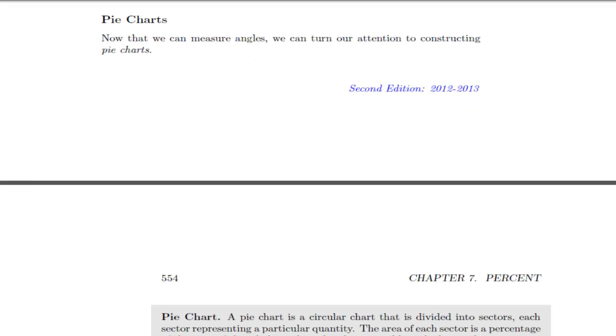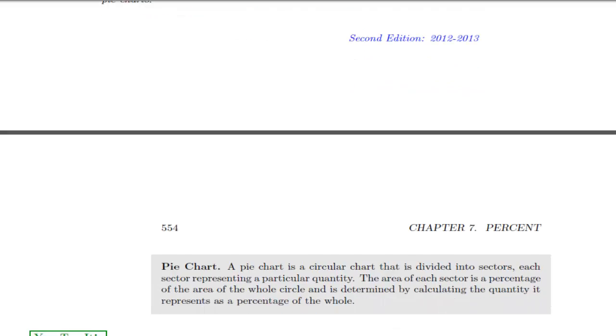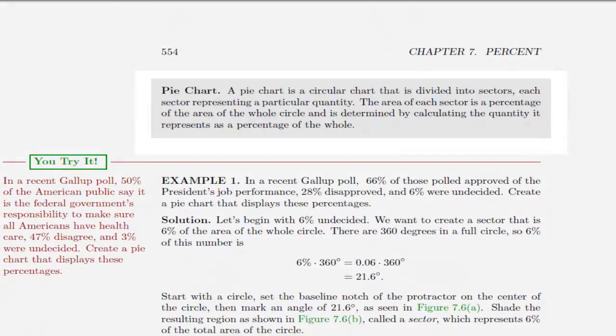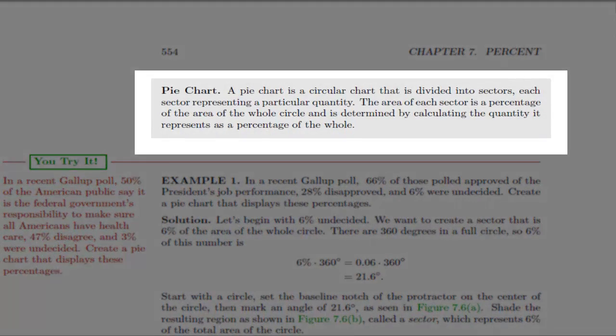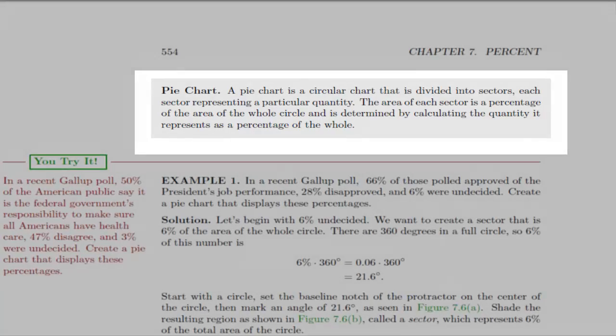Pie charts. Now that we can measure angles, we can turn our attention to constructing pie charts. A pie chart is a circular chart that is divided into sectors, each sector representing a particular quantity. The area of each sector is a percentage of the area of the whole circle and is determined by calculating the quantity it represents as a percentage of the whole.